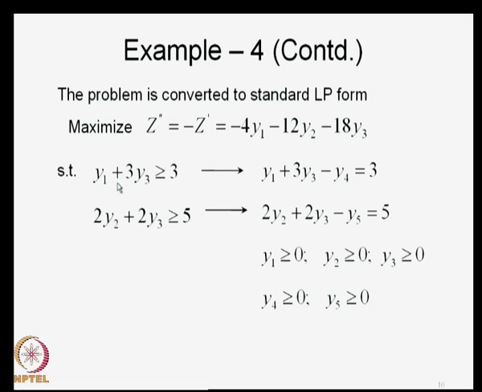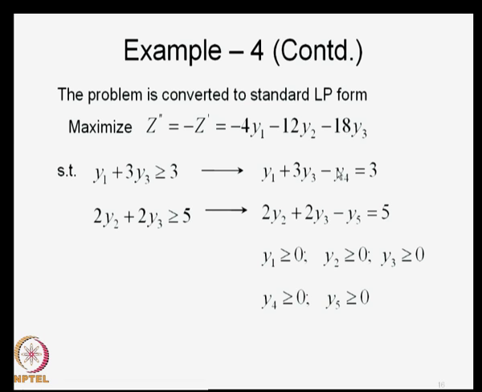The first constraint is y 1 plus 3 y 3 greater than or equal to 3. For the simplex algorithm, I need an equality constraint. Therefore, because it is a greater than or equal to constraint, I will deduct a slack variable. Therefore, y 1 plus 3 y 3 minus y 4, and the right hand side I will make as equal to 3. Then 2 y 2 plus 2 y 3 minus y 5 is equal to 5, and all of these are non-negative. So, this is the way we start our simplex method.